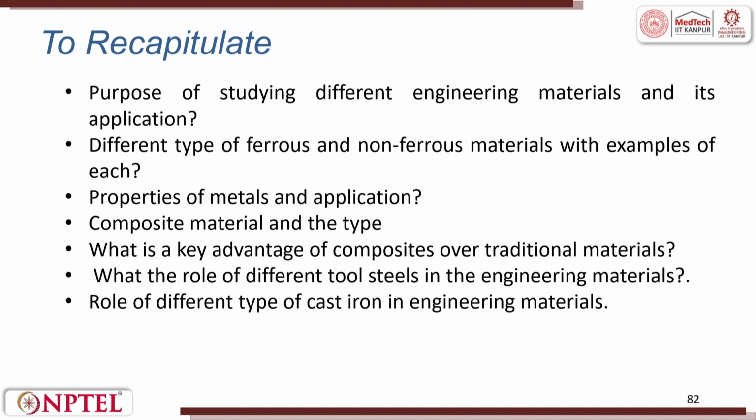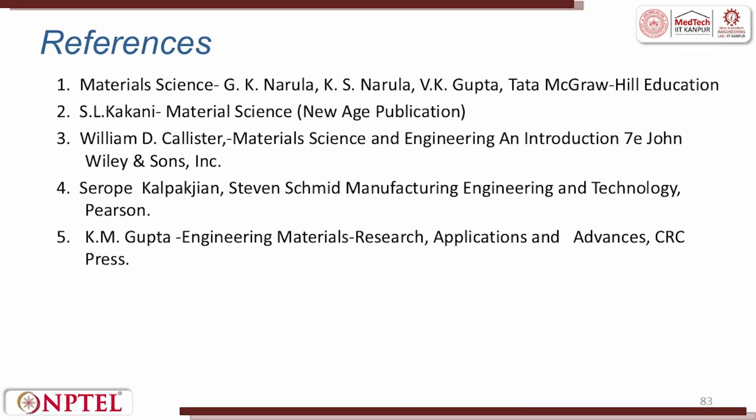To recap what we have seen in the 3 lectures, 1, 2 and 3, the purpose of studying different engineering materials and their applications was dealt with. Different types of ferrous and non-ferrous materials with examples of each were seen. The properties of metals and their applications were dealt with. We also introduced composite materials. The key advantage of composites over traditional materials was also discussed. The role of different tool steels in engineering materials was seen. Different types of cast iron in engineering materials and the use of alloys were dealt with. These are the references which we have gone through.